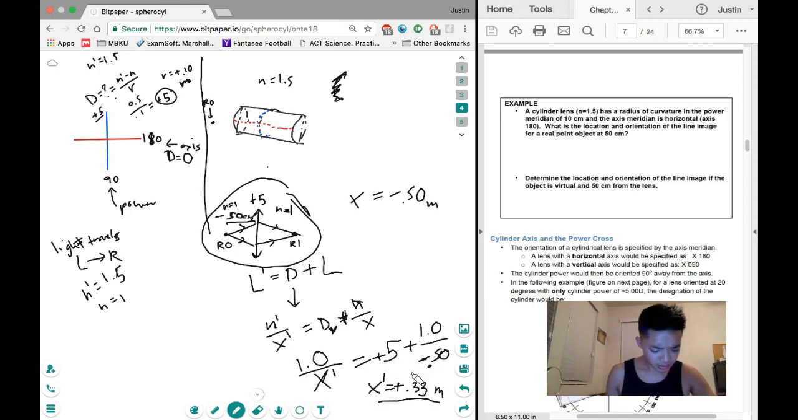So what is the orientation? The orientation of the line is going to be too hard to draw, but instead think: the power that refracted this light is vertical, therefore the orientation of the line is horizontal. Okay, so the line is horizontal. I don't know why it's so laggy, but the line is horizontal.